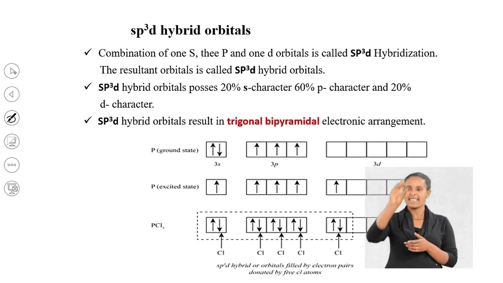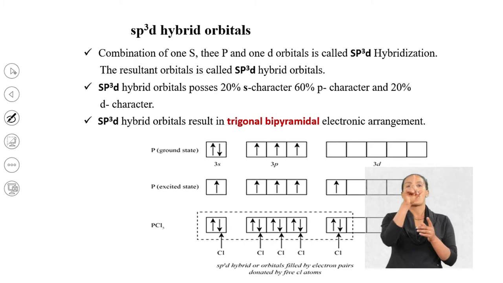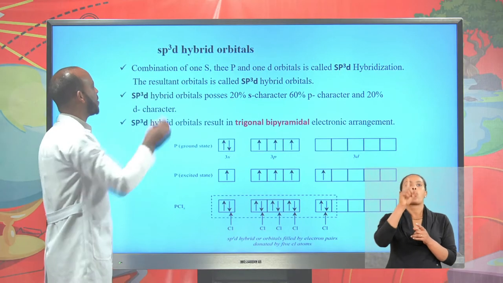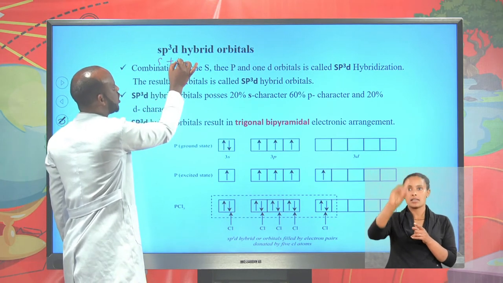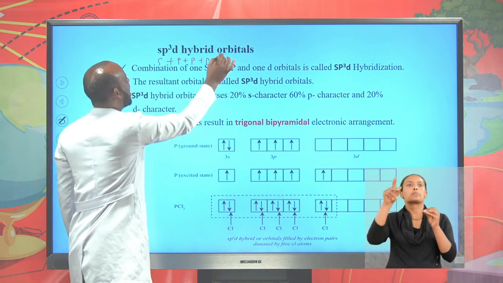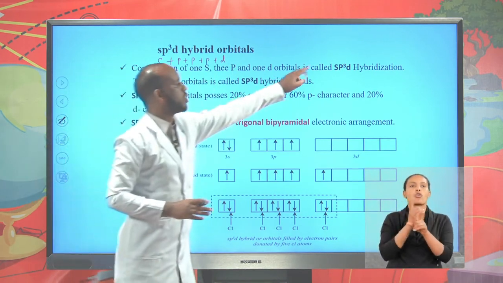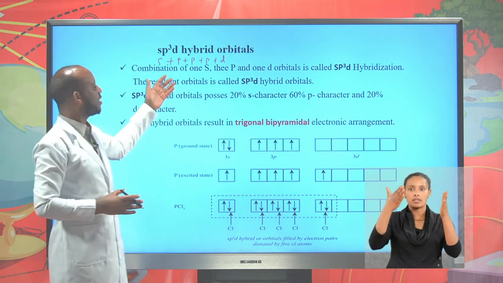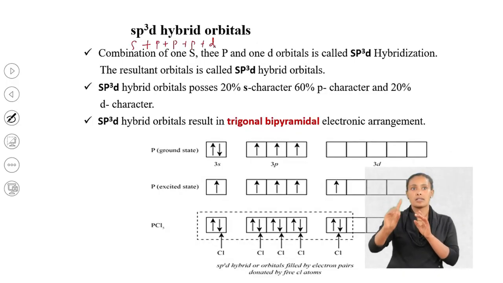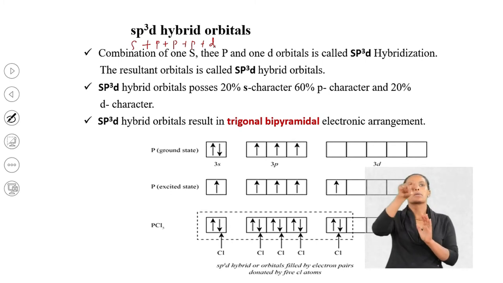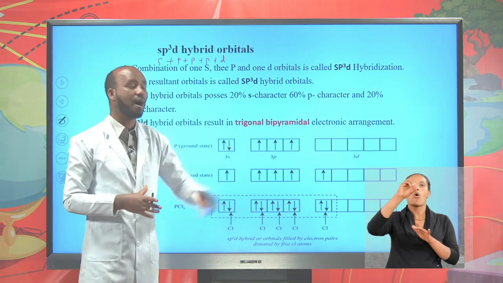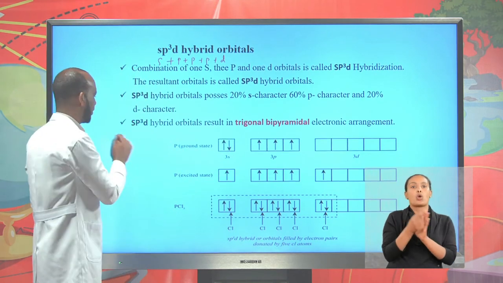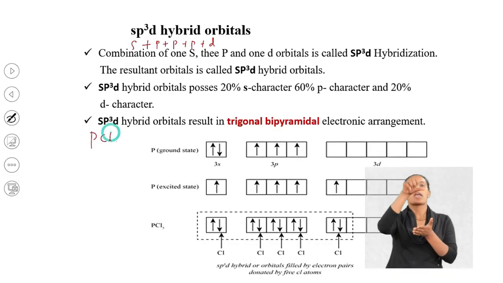sp3d hybrid orbitals. Combination of 1s, 3p and 1d orbitals is called sp3d hybridization. 1s atomic orbital is mixed with 3p atomic orbitals and 1d atomic orbital to form sp3d hybrid orbitals. sp3d hybrid orbitals possess 20% s character, 60% p character and 20% d character. sp3d hybrid orbitals result in trigonal bipyramidal electronic arrangement. For example, take this molecule PCl5.